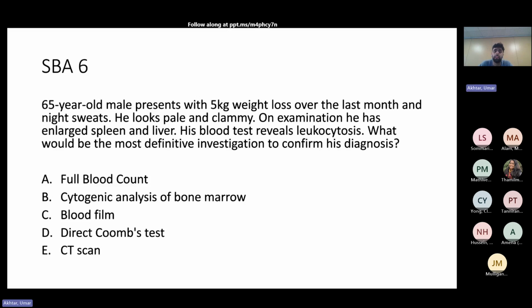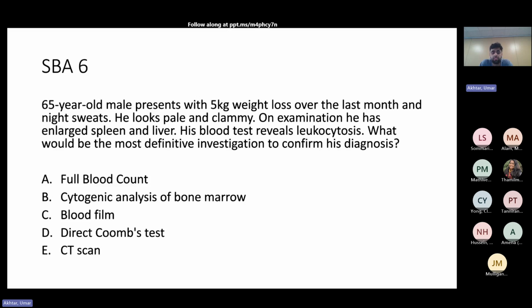Now, he looks pale and clammy, and he's got an enlarged spleen and liver, and his blood test reveals leukocytosis. So that, again, has told us a few different things about what is going on with this patient, but it's not told us everything. Because this is the thing you guys got to remember, with heme cancers especially, it's very difficult to diagnose them purely off symptoms and a blood test, because they present very similarly, all the different leukemias and stuff like that. And you got to just be careful when you think about stuff like that.